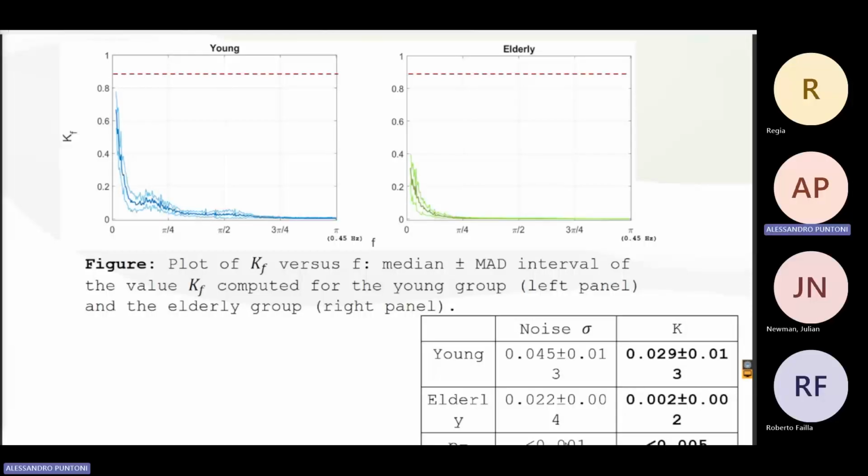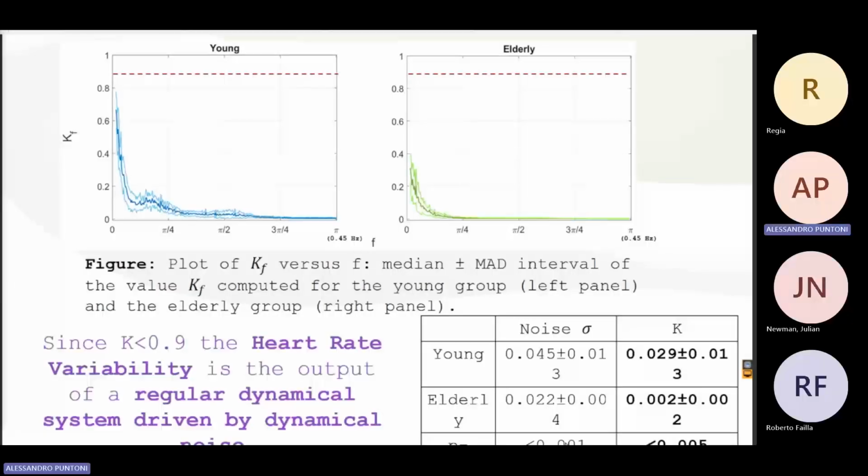In the first column of this table, you see the mean noise standard deviation estimated by the methodology of Hirschel and Quarters. And observe that these noise standard deviations are different between the young group and the elderly group. So, after this analysis, since K is smaller than 0.9, we can say that the heart rate variability is the output of a regular dynamical system driven by dynamical noise.